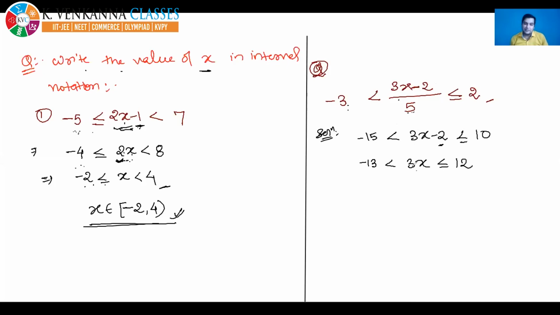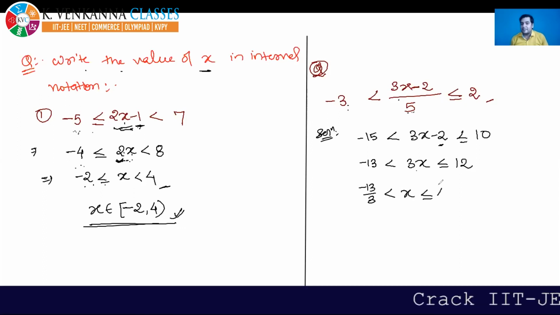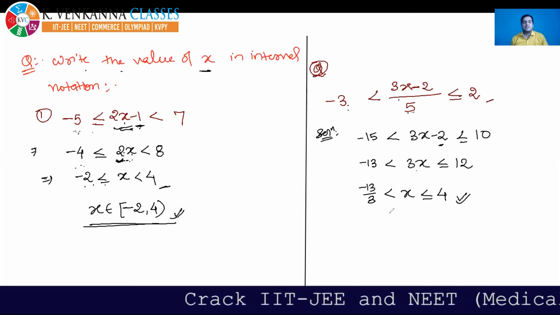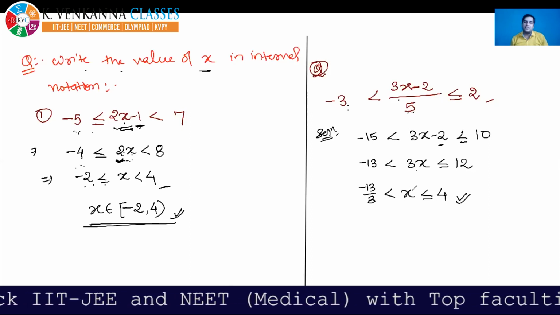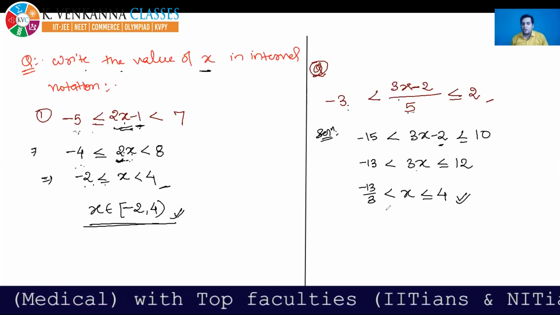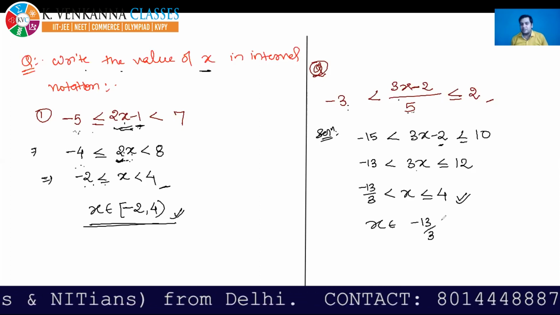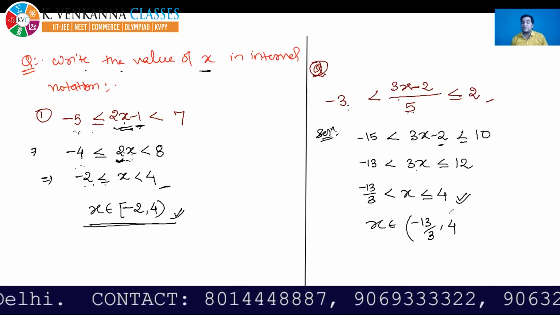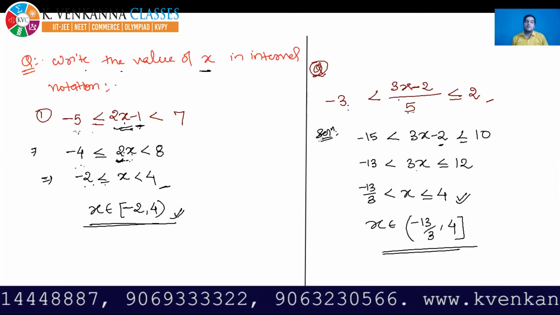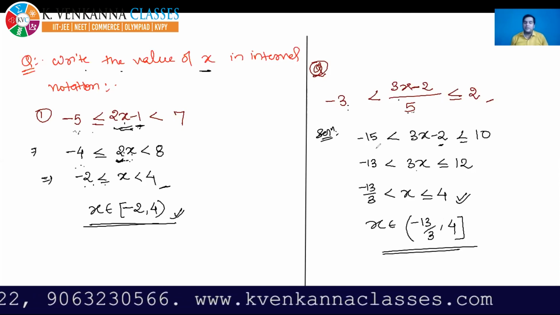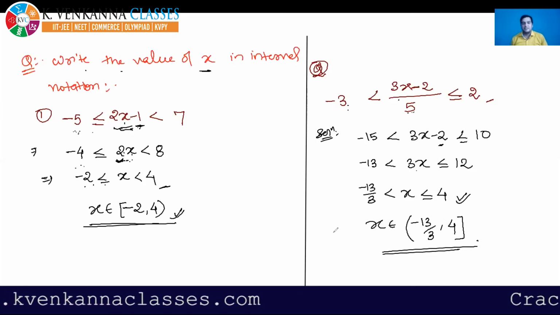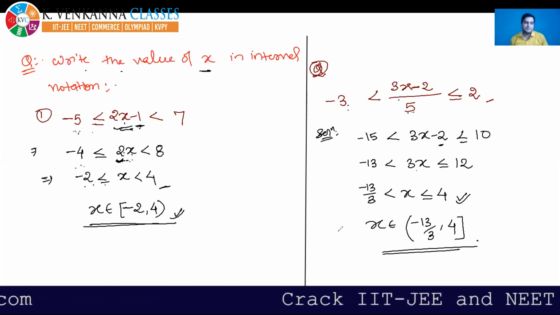Now, to get x, divide all sides by 3. So minus 13 by 3, x, and here 4. Now this is the value of x. Now you have to write this in interval notation. So how will you write it? x belongs to minus 13 by 3 to 4, open at minus 13 by 3 and closed at 4. So I think it's clear to you. If anyone has any doubt, then immediately ask. Otherwise, be ready for the next problem.